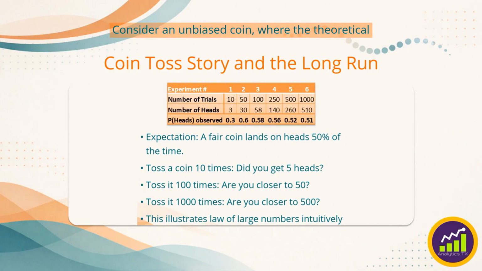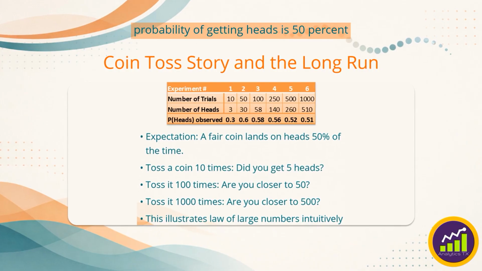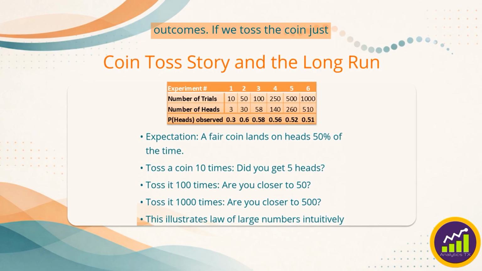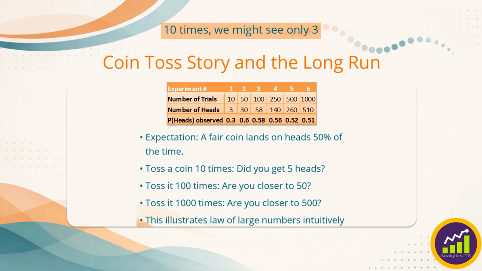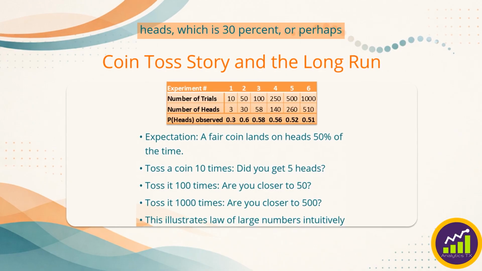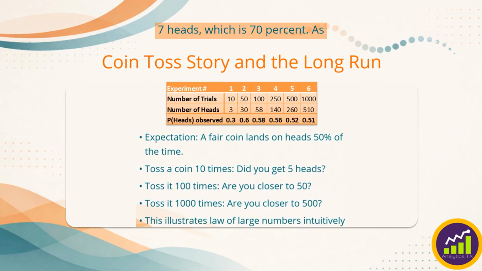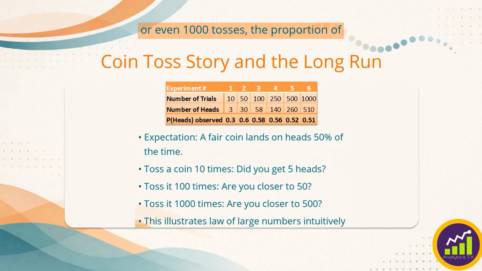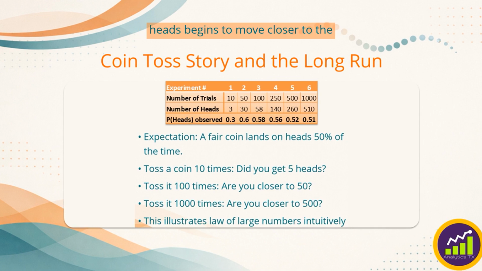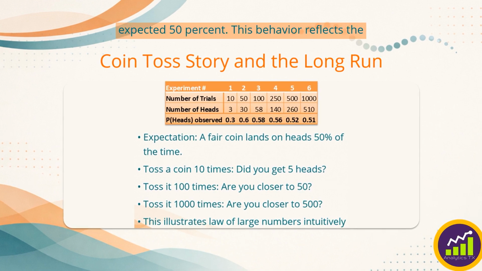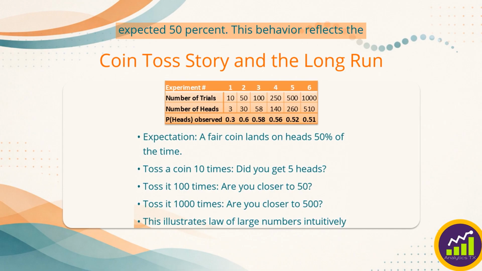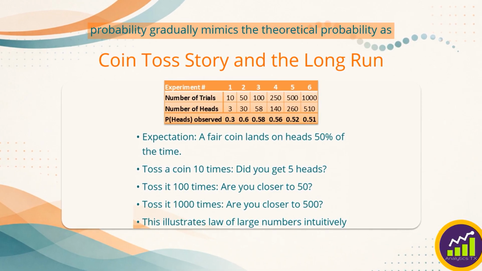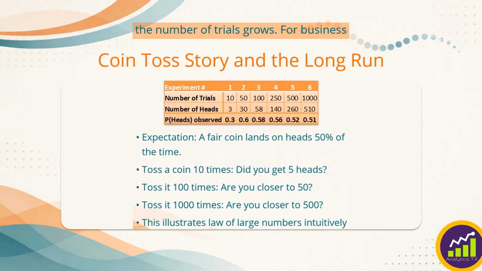Consider an unbiased coin, where the theoretical probability of getting heads is 50%, because there are only 2 equally likely outcomes. If we toss the coin just 10 times, we might see only 3 heads, which is 30%, or perhaps 7 heads, which is 70%. As we run more trials, like 50, 100, or even 1,000 tosses, the proportion of heads begins to move closer to the expected 50%. This behavior reflects the law of large numbers, where the empirical probability gradually mimics the theoretical probability as the number of trials grows.